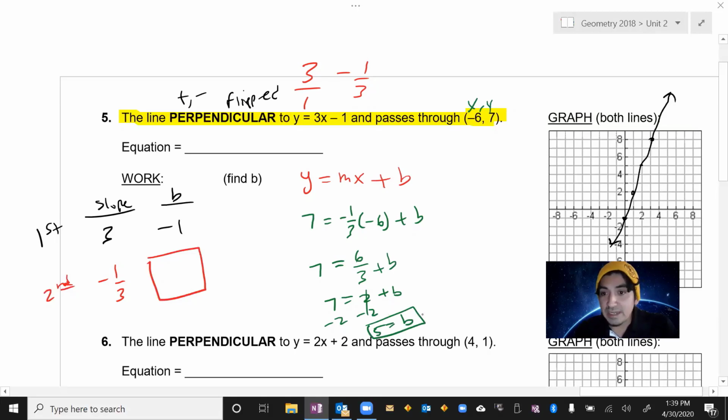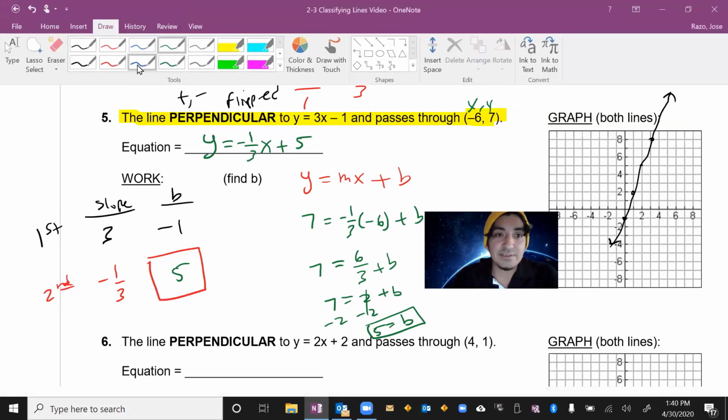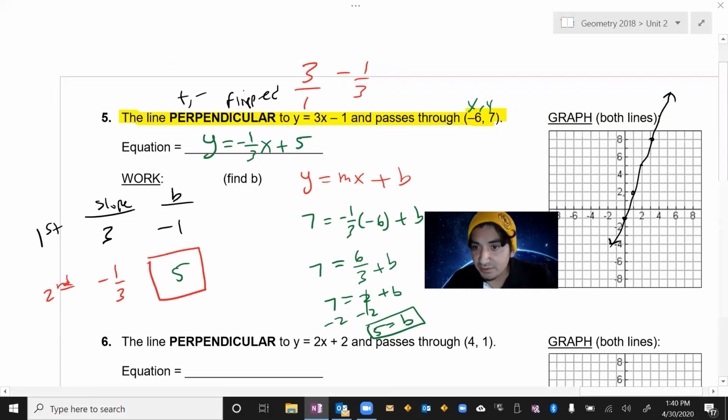Now, when b is equal to 5, that goes right here. So now I have my second equation. So my final form is y equals negative 1/3 x plus 5. So I'm going to add 5 on my y-intercept: 1, 2, 3, 4, 5. And then you go down 1 over 3, down 1 over 3, down 1 over 3, down 1 over 3. So there you go. Okay, so it makes a perfect X right there.